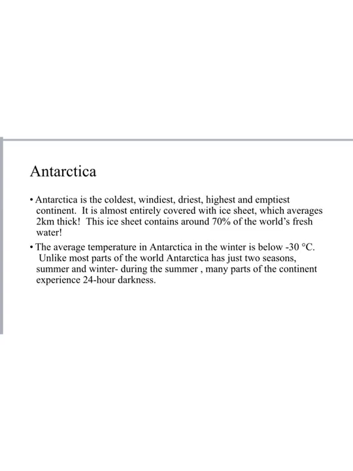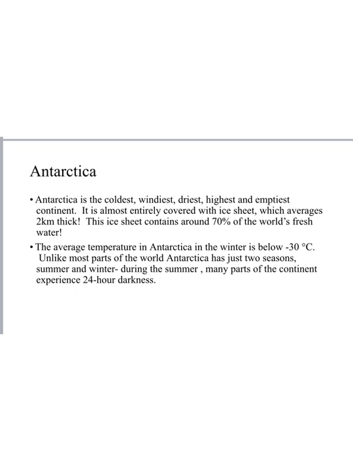So the next environmentally sensitive ecosystem is Antarctica. This is the coldest, windiest, driest, highest and emptiest continent on the planet. It's almost entirely covered with ice sheets that average 2 kilometres thick. This ice sheet contains around 70% of the world's fresh water.